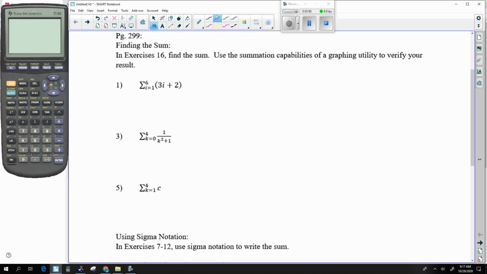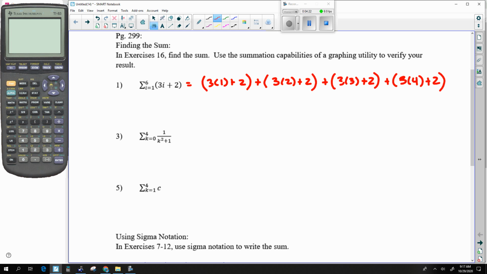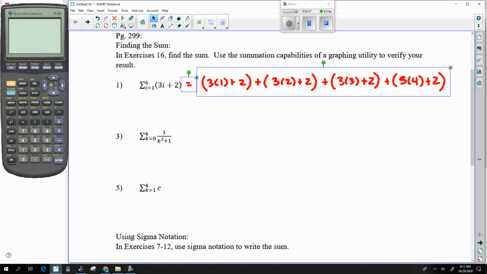Okay, so what I'm going to do is write this the longhand. So you see that this is going to begin at the number 1, and it's going to progress to the number 6. So that would be 3 times 1 plus 2. Then it would be 3 times 2 plus 2. Then it'd be 3 times 3 plus 2. And then 3 times 4 plus 2. Let me give myself a little bit more room here. Writing with this marker is like writing with a big old crayon.